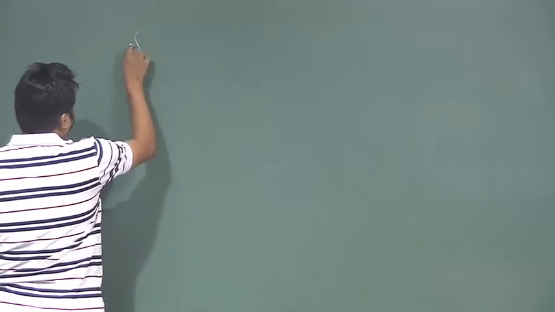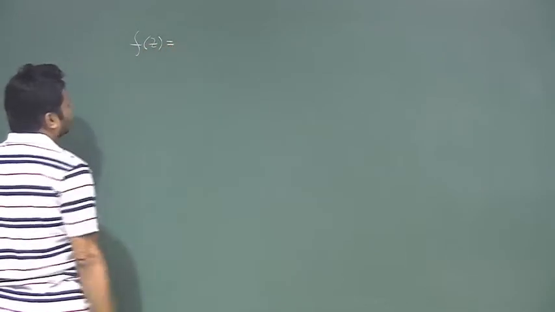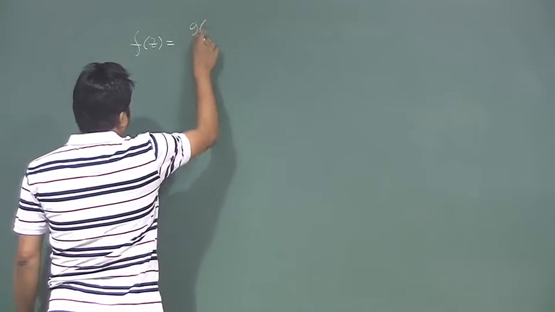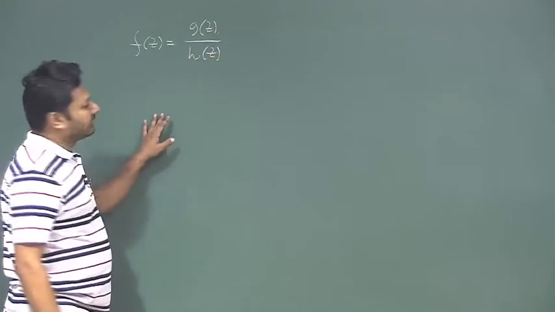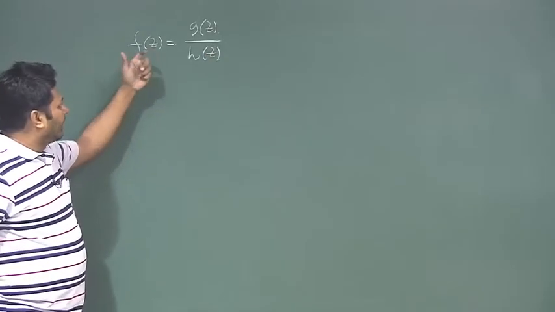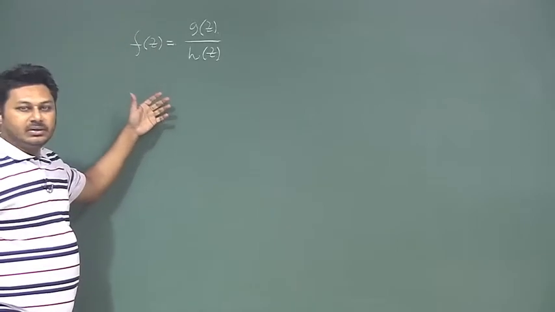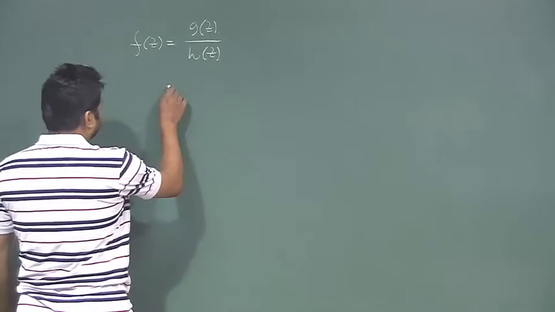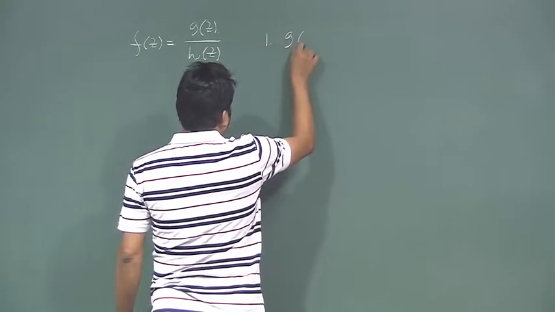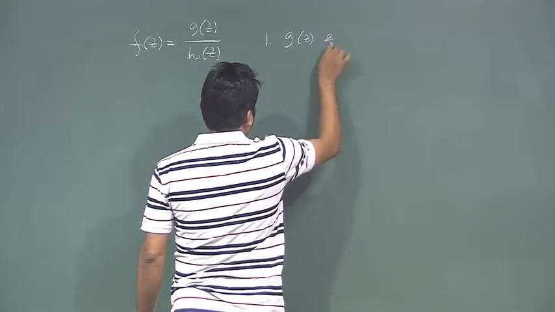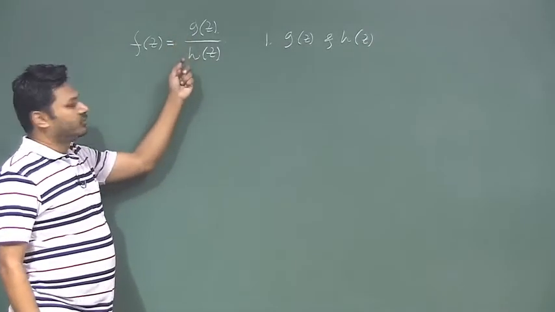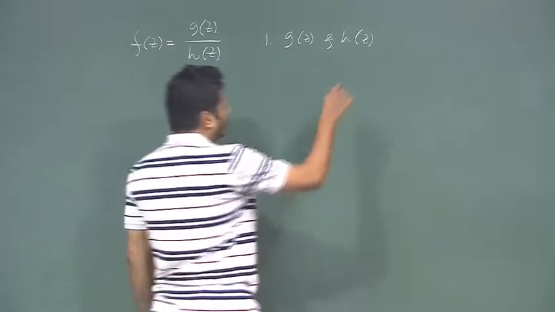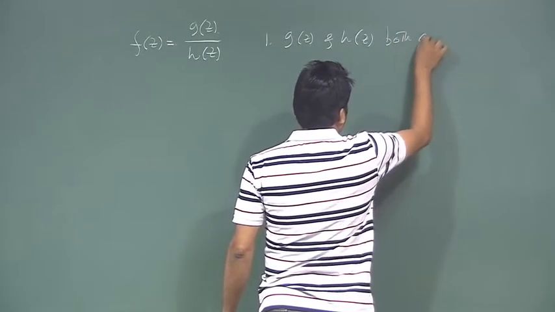Today we would like to learn another way to calculate this residue. Say some function of z is given as g(z) divided by h(z). In some special case, I can exploit whatever I am going to derive. The special case is, first, f(z) is a function which can be represented as the ratio of two functions, and g(z) and h(z) both are analytic.